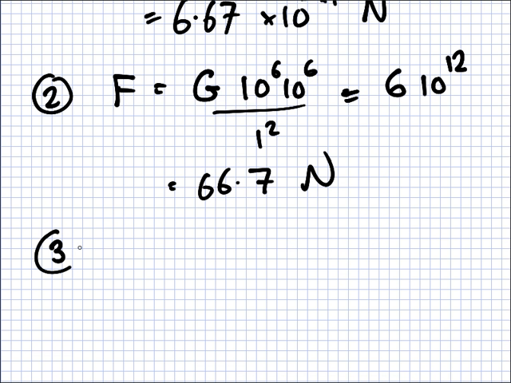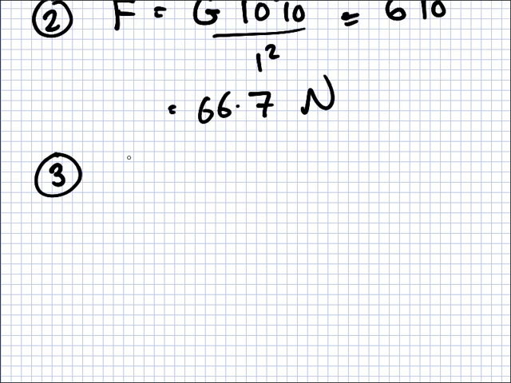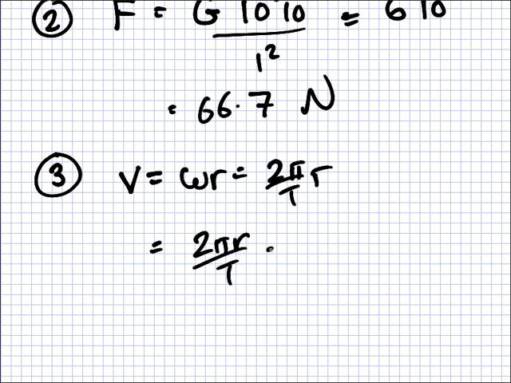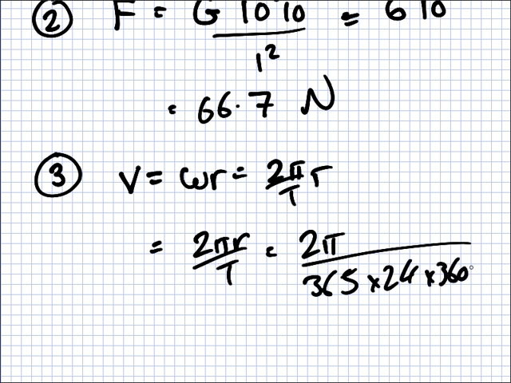Number 3. What is the velocity of the Earth as it orbits the Sun? Okay. So you have V. V equals omega R, which equals 2 pi over T R, which equals 2 pi R over T, which is 2 pi, and then the time is 365 times 24 times 3600.